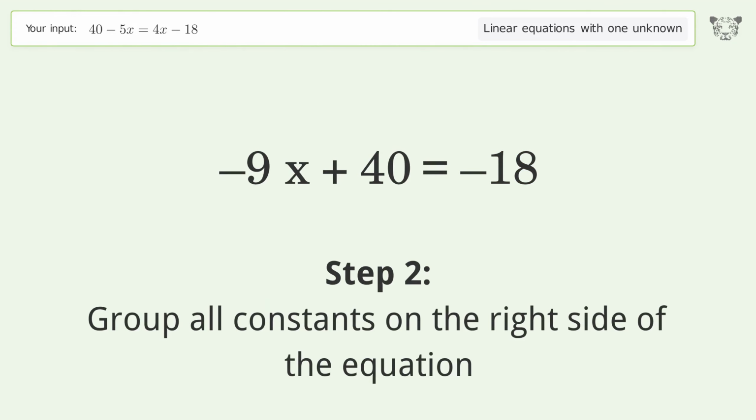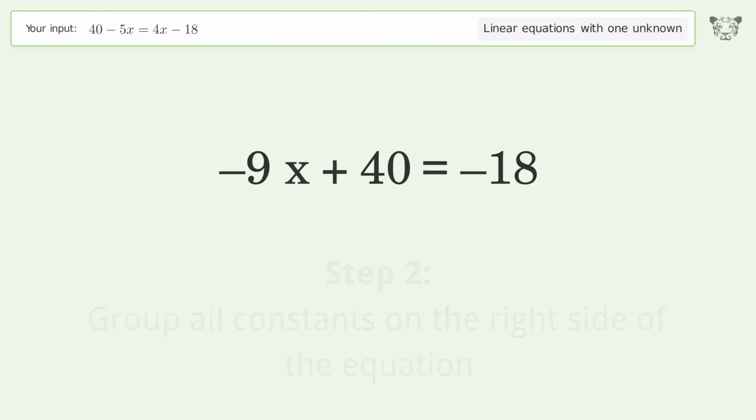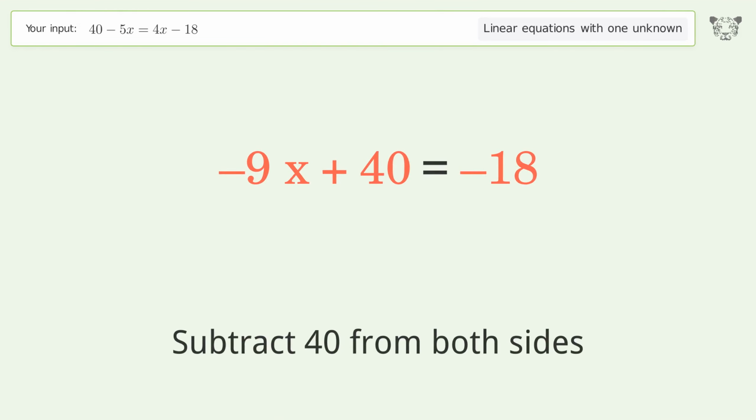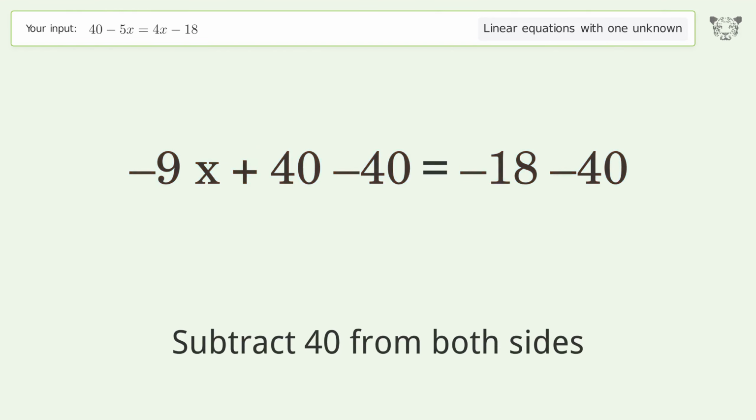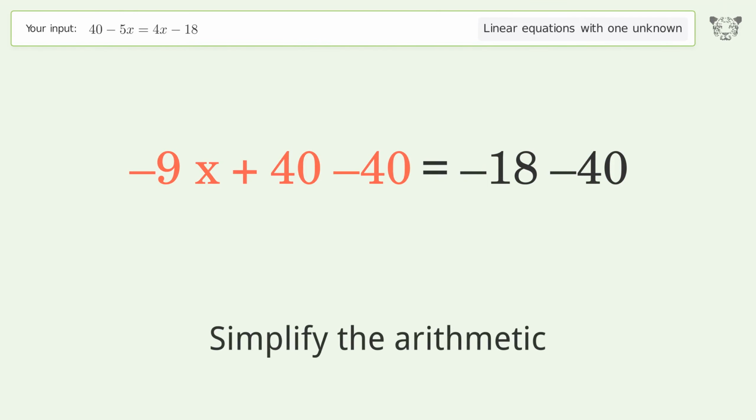Group all constants on the right side of the equation. Subtract 40 from both sides. Simplify the arithmetic.